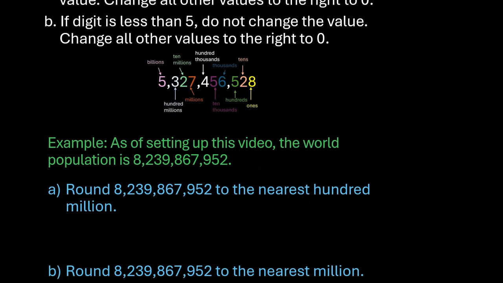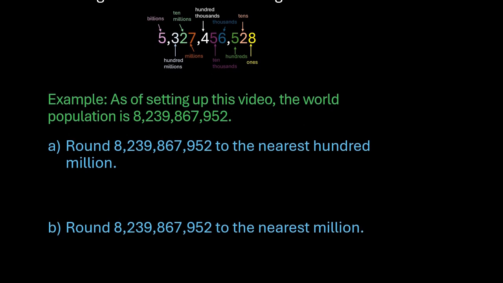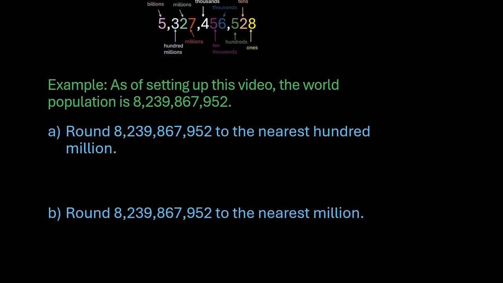All right, so let's look at an example of this. As of setting up this video, the world population is 8,239,867,952. That number is really large to work with, so sometimes we'll make it smaller just to report a little bit easier to understand values. So the first one that we're going to round to is to the nearest 100 million. So 100 million would be this place right here.